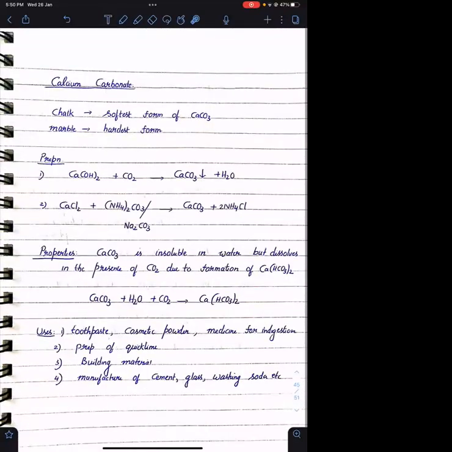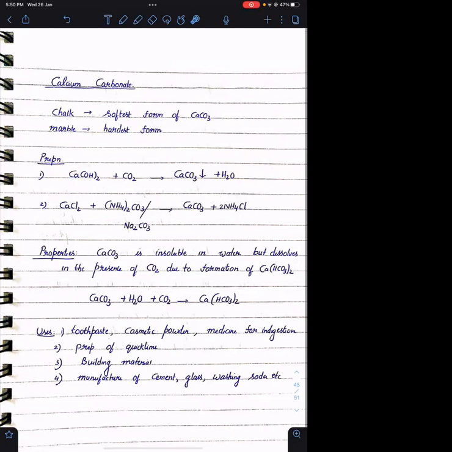Next, calcium carbonate, which is CaCO3. Calcium carbonate is formed by reaction of CaOH twice with CO2. And calcium carbonate जो है दो form से हमारे लिए है. One is called chalk. Chalk is the soft form of calcium carbonate, and the other is marble. Marble is the hardest form of calcium carbonate. Okay.